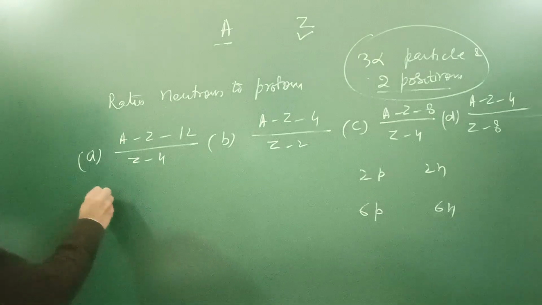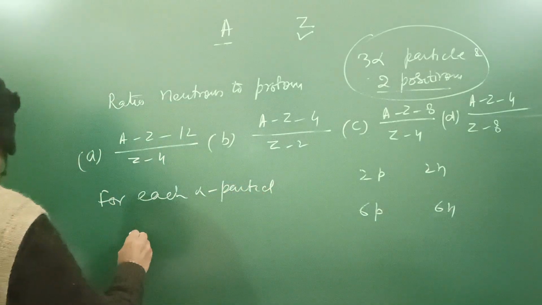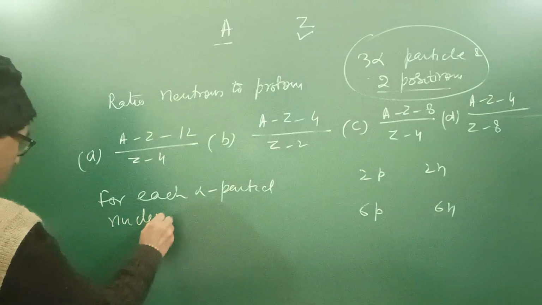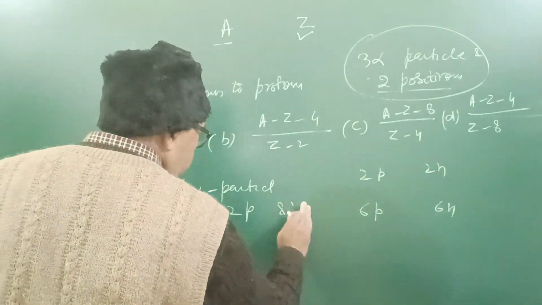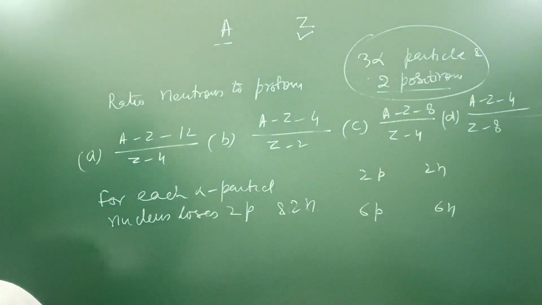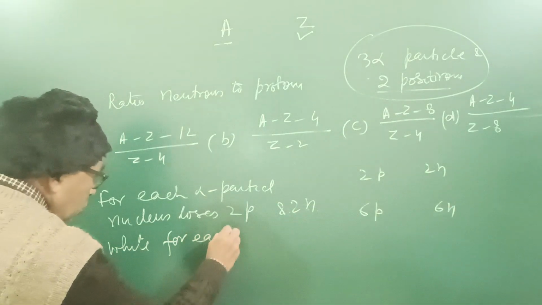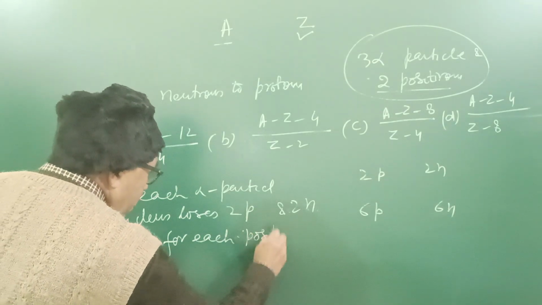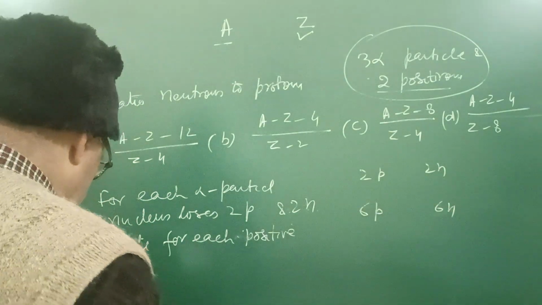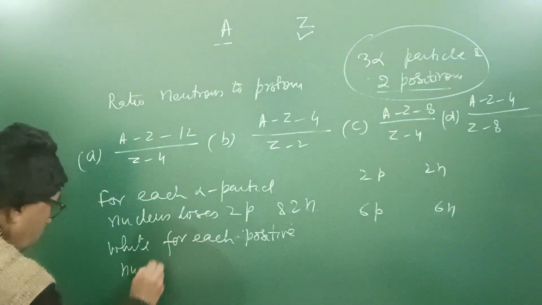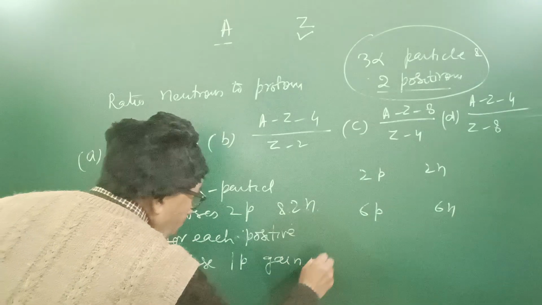For each alpha particle, the nucleus loses 2 protons and 2 neutrons, while for each positron emission, the nucleus loses 1 proton and gains 1 neutron.